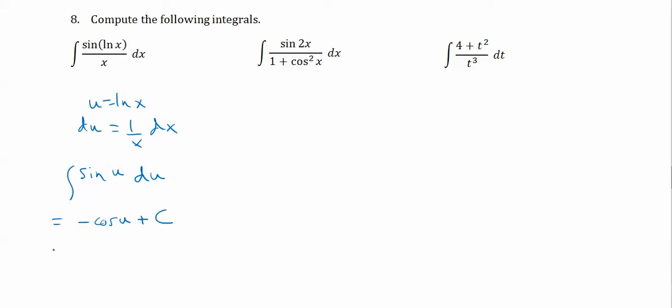And to get our answer back in terms of x, we can replace the u by natural log of x to obtain negative cosine ln x plus c.